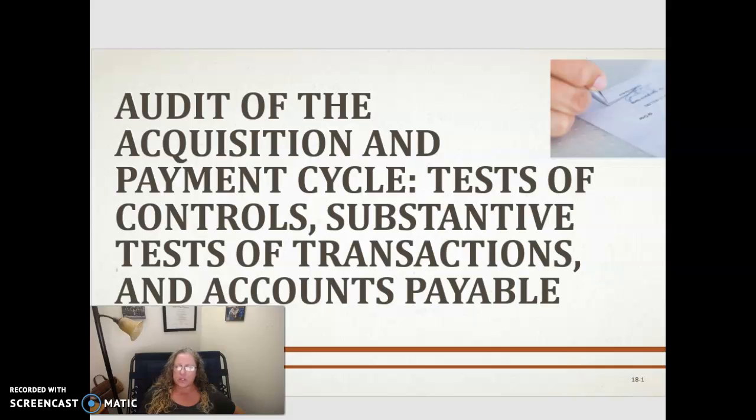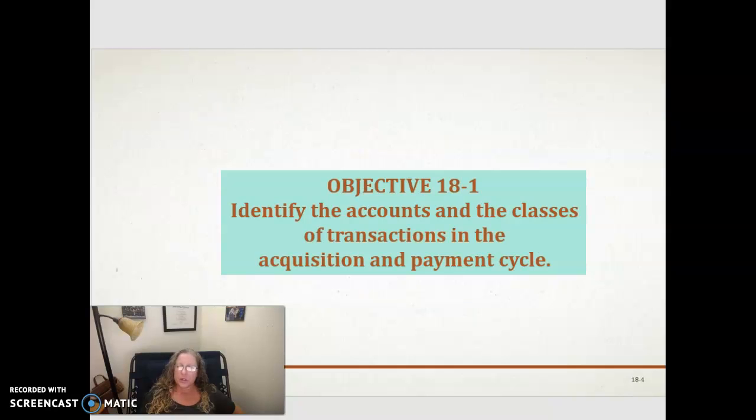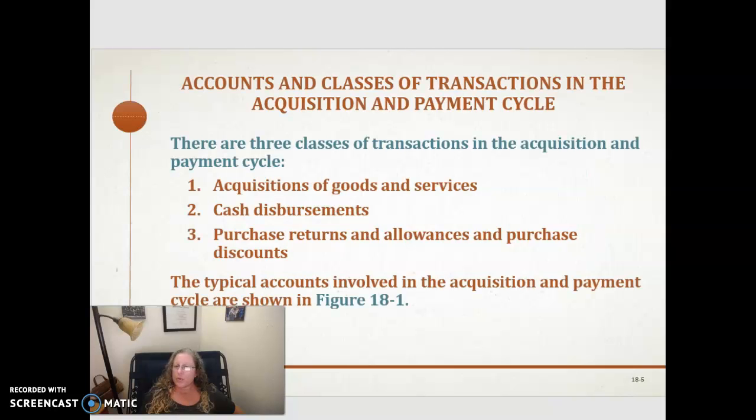Learning objectives. Chapter 18 is on the audit of the acquisition and payment cycle, test of controls, substantive test of transactions, and accounts payable. So let's look at the first learning objective together, which is to identify the accounts and classes of transactions in the acquisition and payment cycle. There are three classes of transactions in the acquisition and payment cycle. You have acquisition of goods and services, cash disbursements, purchase returns and allowances, and purchase discounts.